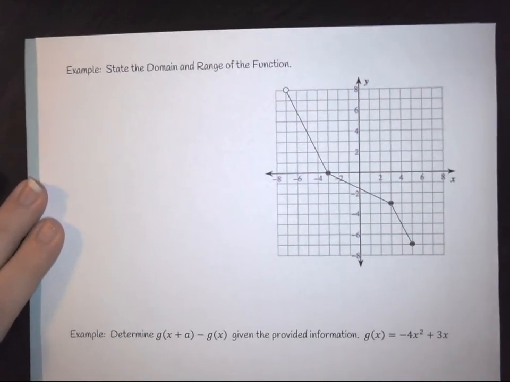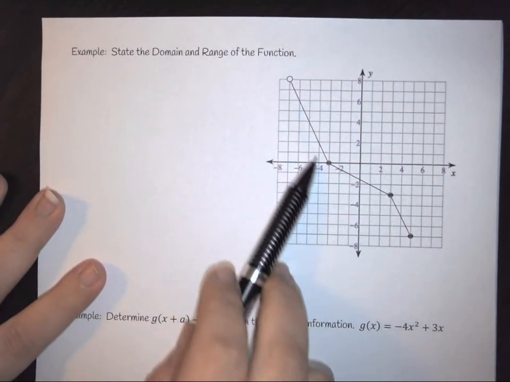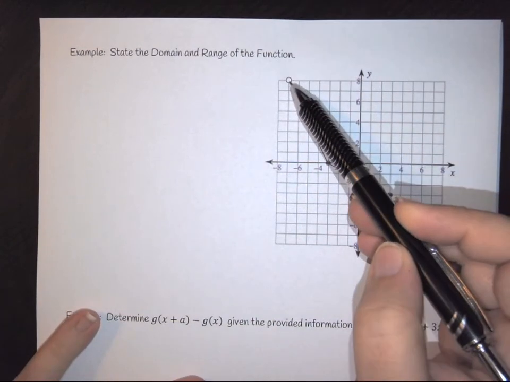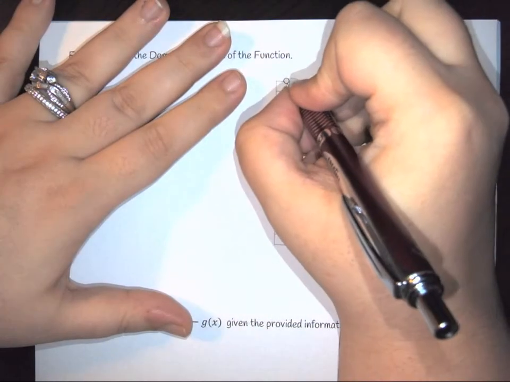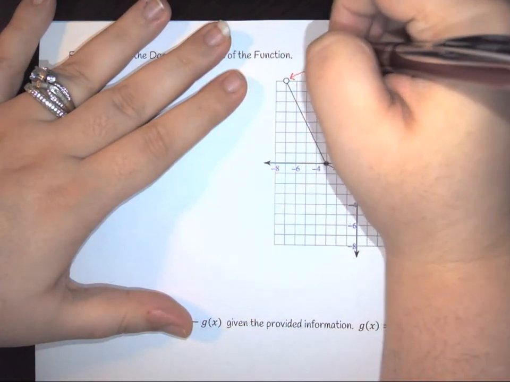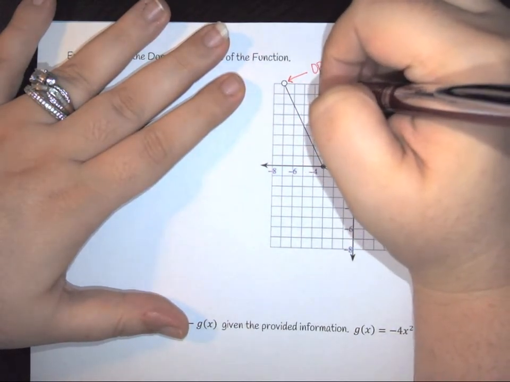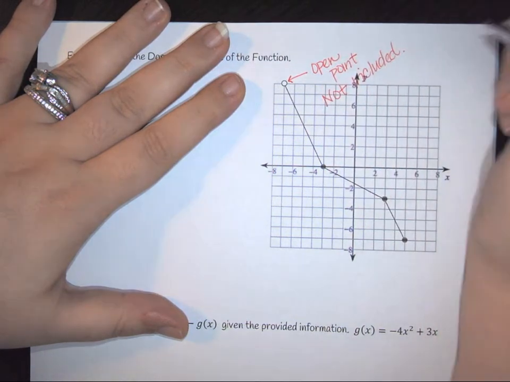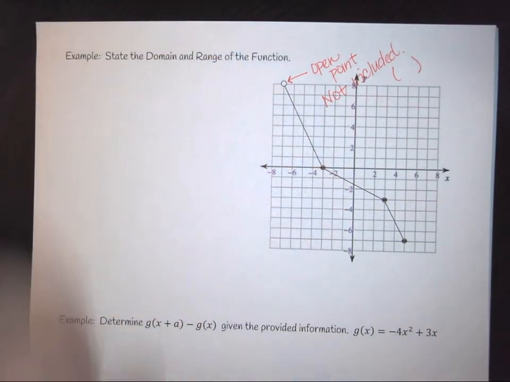Alright, let's look at another one. Here we want to find the domain and the range of the following function. So notice I have this function here. Notice a couple of my points are filled in and one of them is not. So when we're talking about points, this would be considered to be an open point. Open points are not included. Whenever we're talking about not included, this means we're talking about parentheses.